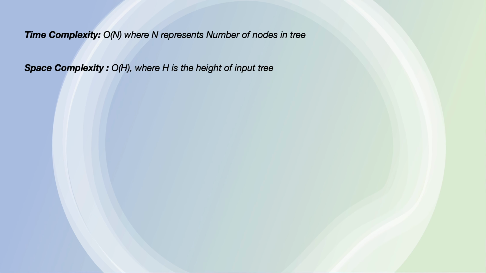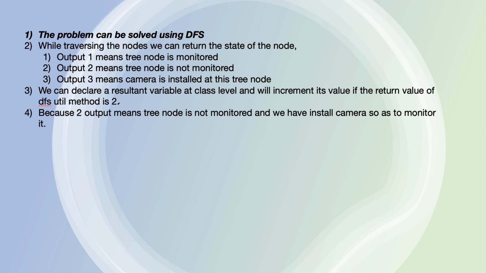There are few points which we are taking care of when we are implementing our solution. First, the problem can be solved using DFS. Of course, this is the algorithm which we are using here. Second, and I would say the important point is when we are traversing the nodes, we should return the state of the node. Or in other words, when we are writing our DFS util method, we should have a return type which represents the state of a tree node.